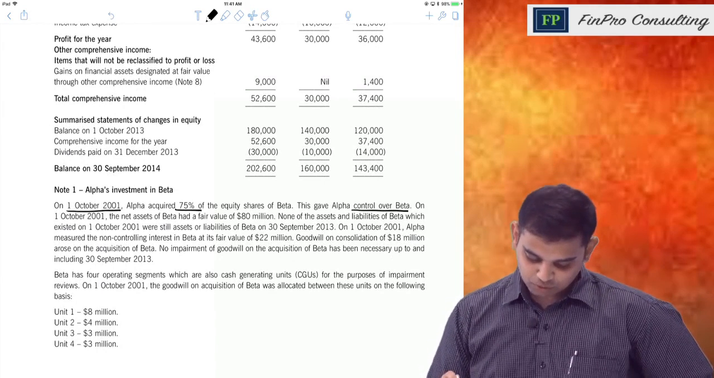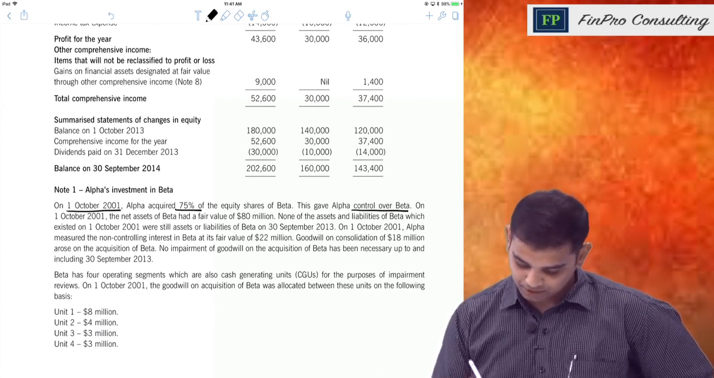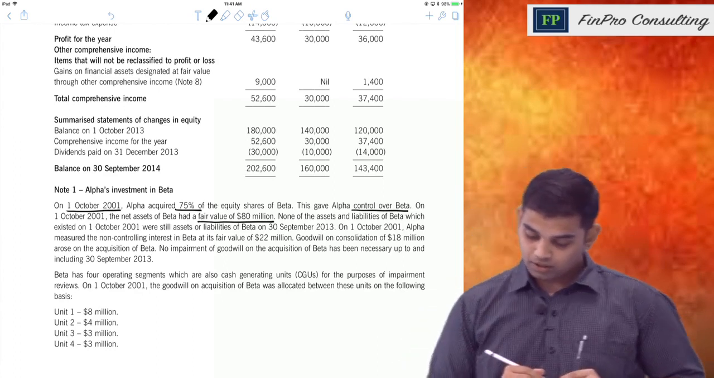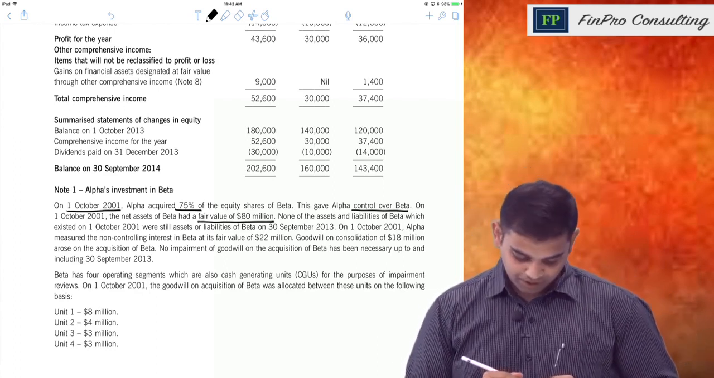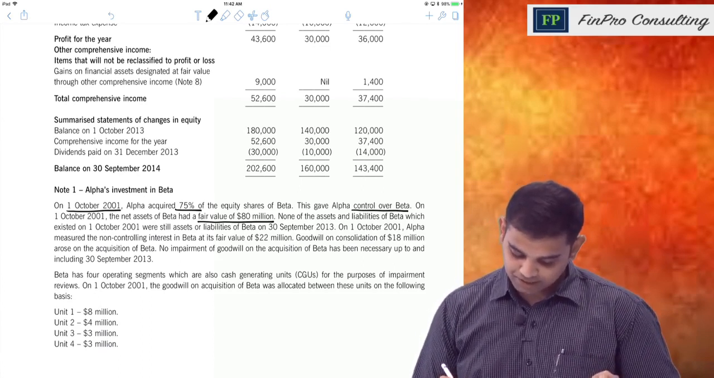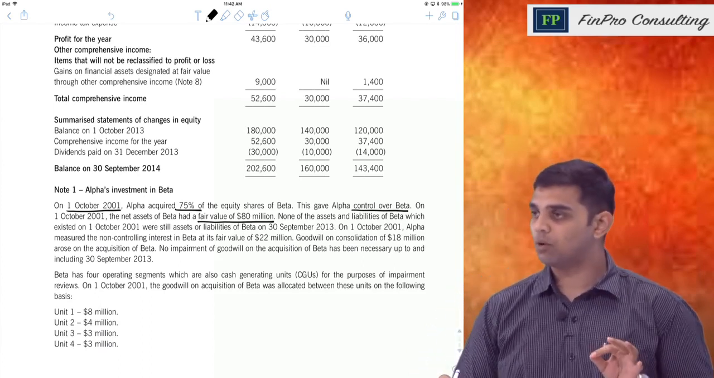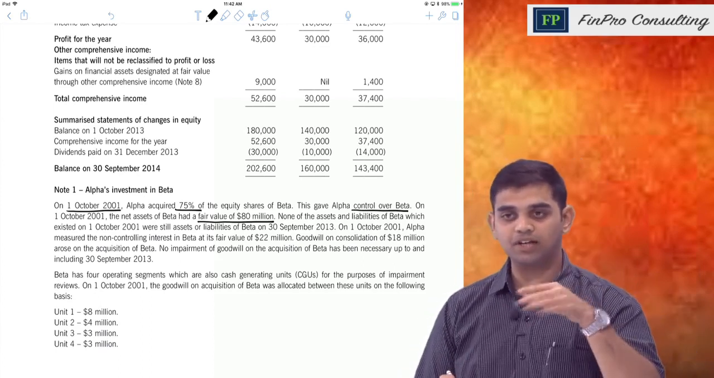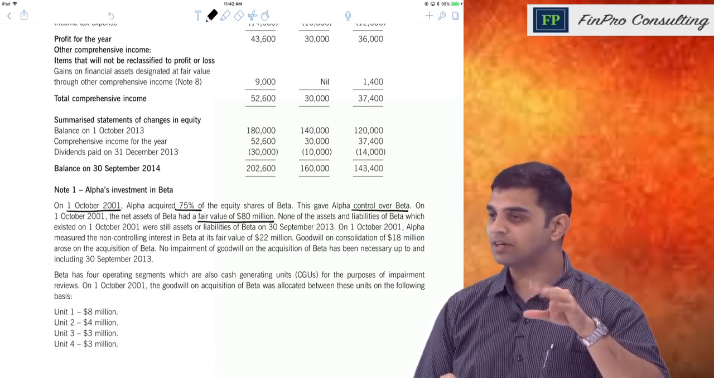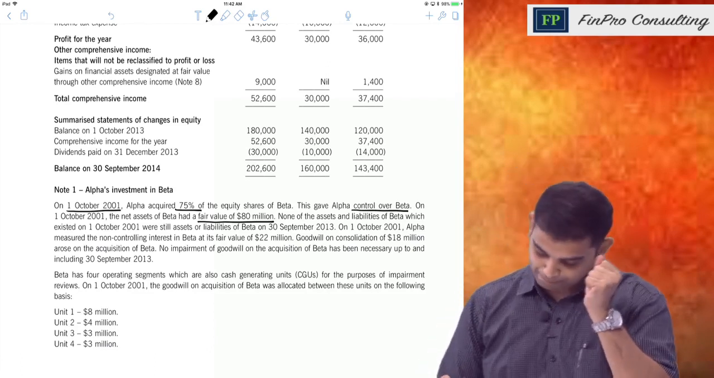On 1st October 2001, the net assets of Beta had a fair value of 80 million. So underline fair value of 80 million. None of the assets and liabilities of Beta which existed on 1st October 2001 were still assets or liabilities of Beta on 30th September 2013. What does that mean? Either those assets are fully depreciated or they are disposed of. That means in the current year we don't have to take any disposal or depreciation impact. Okay.